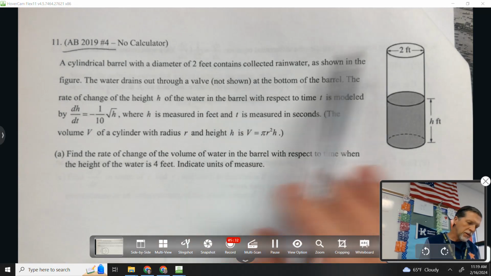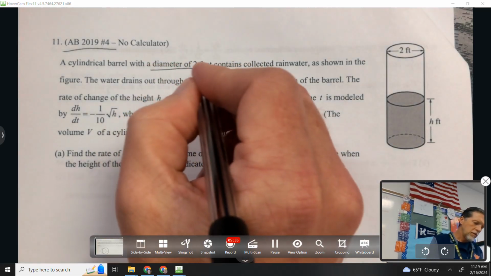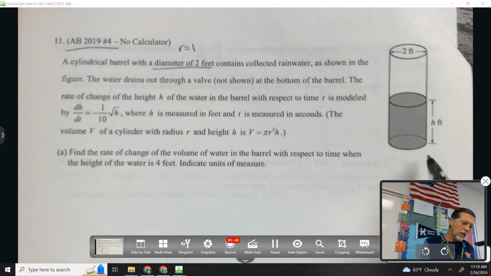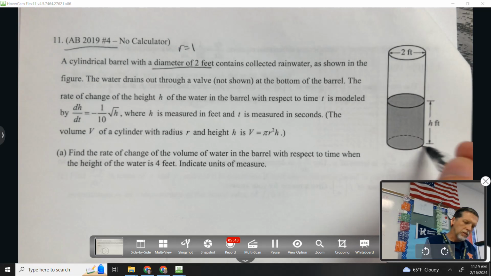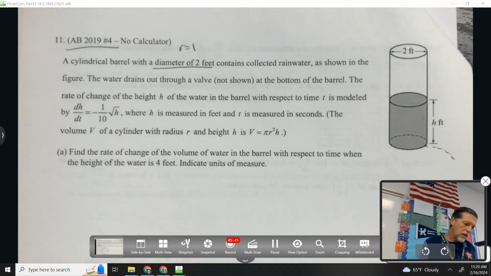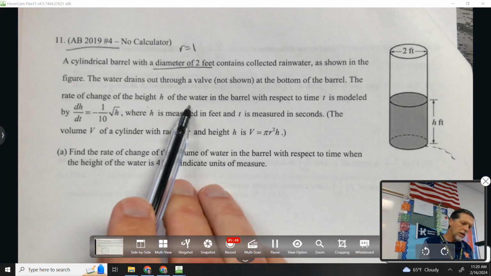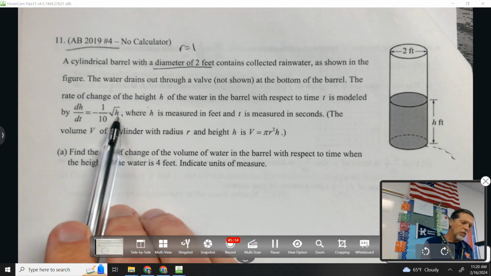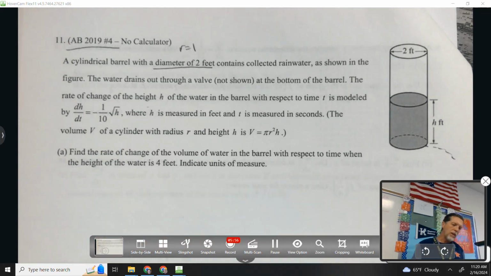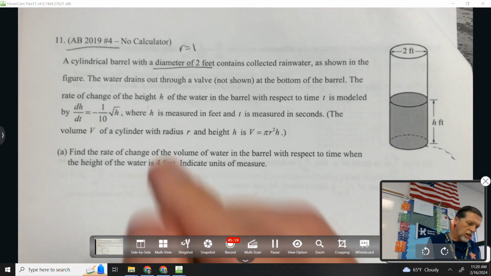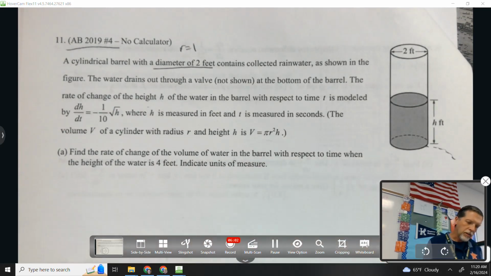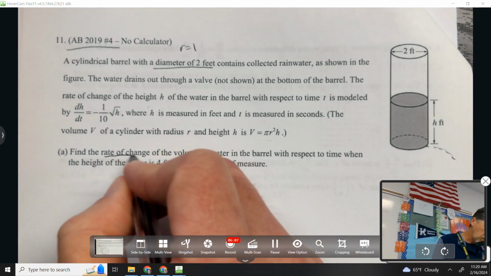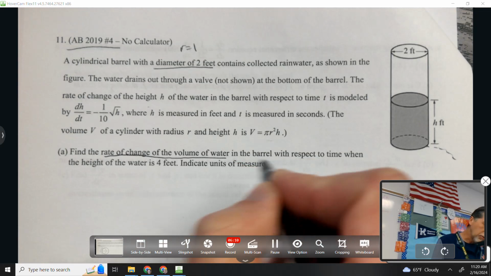Cylindrical barrel with diameter of 2 feet. I need to be careful. That means r is 1. So, as shown in the figure, the water drains out through a valve at the bottom of the barrel. So, like water dripping out. The rate of change of the height of the water is modeled by, they even gave us the equation, dh/dt equals negative 1/10 square root of h, where h is measured in feet and t is measured in seconds. The volume is V equals pi r squared h. Find the rate of change of the volume of the water with respect to time.